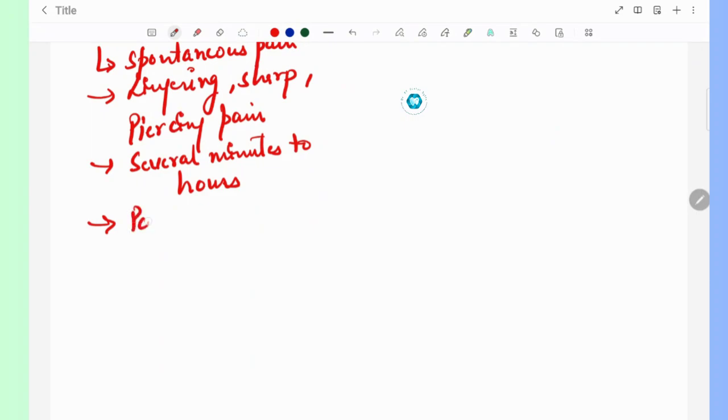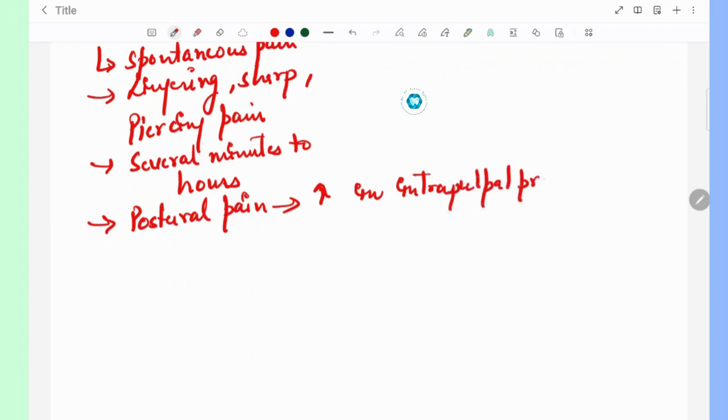The patient may also complain of postural pain that is caused due to the increase in the intrapulpal pressure when the patient changes the position from the standing to that of the supine. The patient may also complain of the nocturnal pain, that is, the patients are often awake at night by the pain.